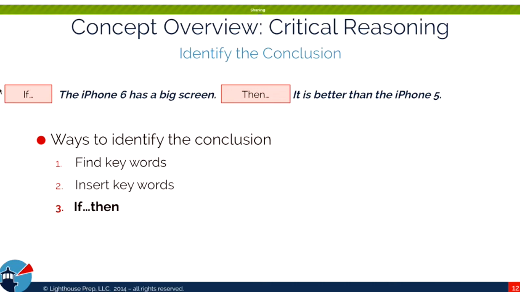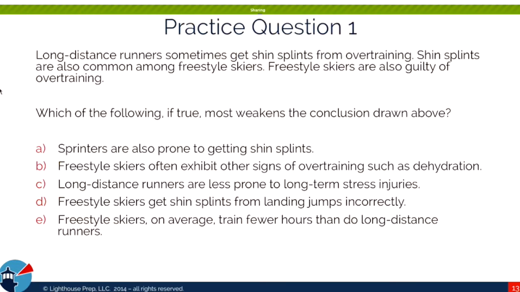So let's try out these three approaches to identifying the conclusion using our practice questions. Starting with practice question one. Now remember, if you didn't get a chance to look at these questions before the 20-minute drill started, it's okay. We're going to go over them in a lot of detail here, but in the future it might be helpful to you to look at the questions or attempt to solve them before you come to the 20-minute drill so that you can be better prepared with questions when you come here.